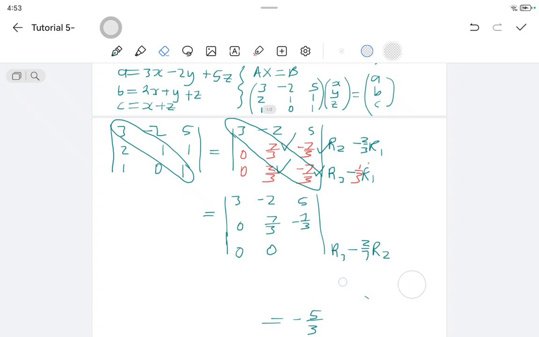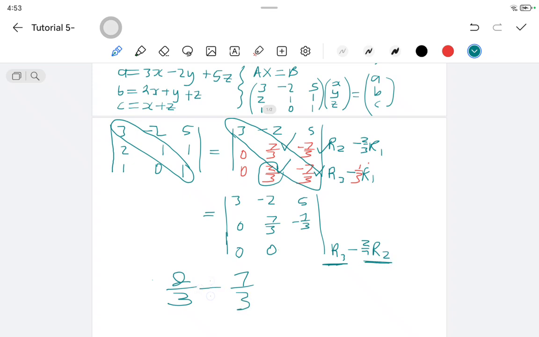Let's verify. Let me check again. For me to change this to a 0, it's row 3 minus row 2. Then if I take 2 over 3, the constant of row 3, and 7 over 3, the constant of row 2, I divide them. I'm going to get 2 over 7, right? Yeah, it's 2 over 7. Not minus, no, divide. 2 over 7. The formula is correct. Let me see what was wrong here.